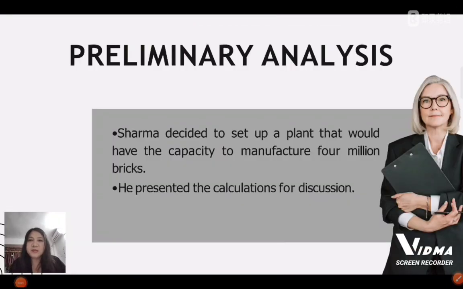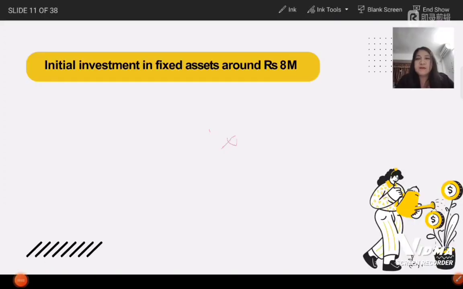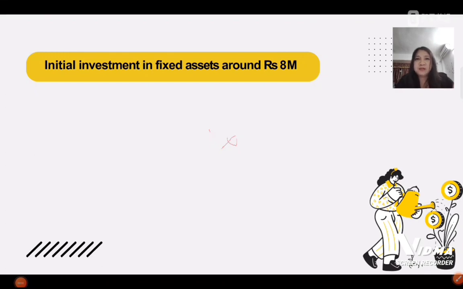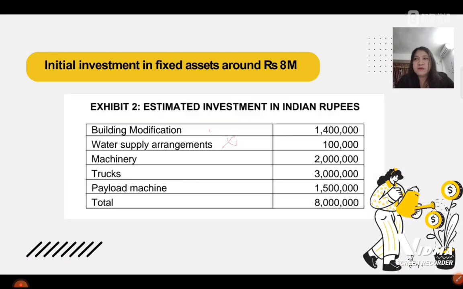On the basis of preliminary analysis, Sharma decided to set up a plant that would have the capacity to manufacture 4 million bricks. He presented the calculations for discussion. The initial investment in fixed assets will be around 8 million rupees. The major expenses would be in transport vehicles, machinery, and building modification. Water supply is a minor expense.